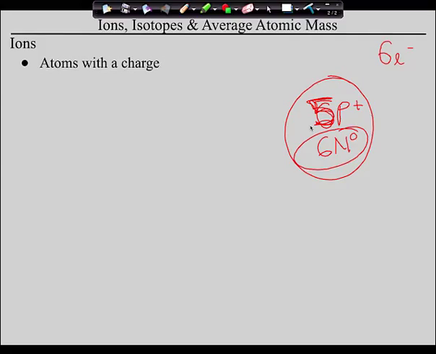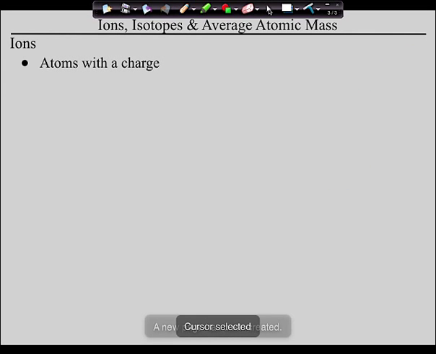But we've got a problem. What's the problem? This ain't carbon anymore. So that doesn't work. Guys, we can't be messing with the protons because that changes the identity of the element. So if we can't mess with protons and neutrons don't do any good, what's left? Electrons. So guys, when we form ions, we do it by changing the number of electrons.